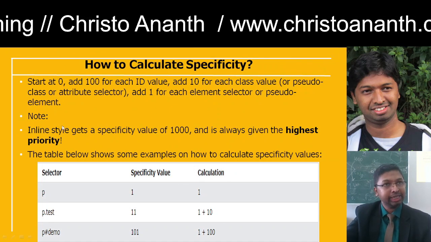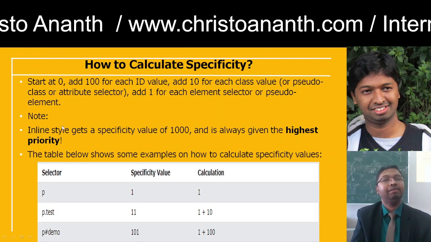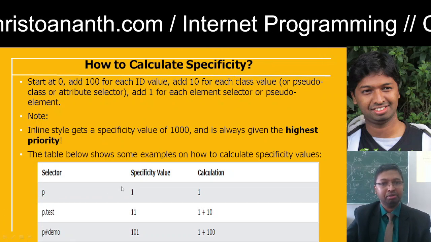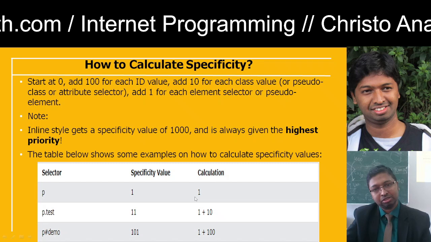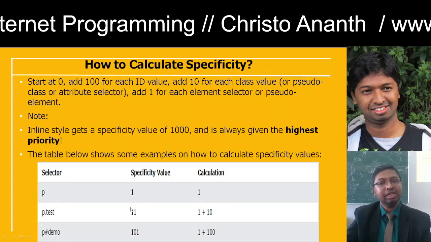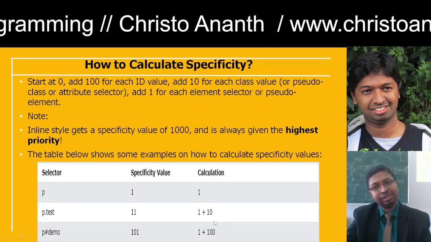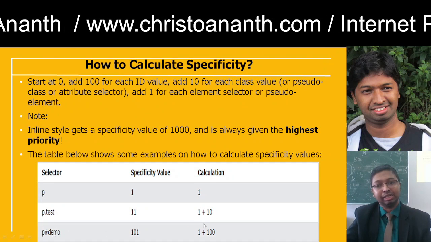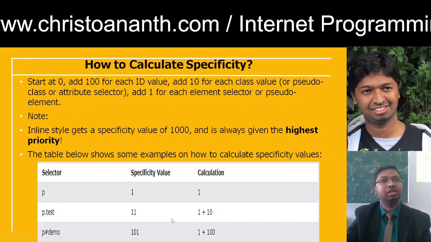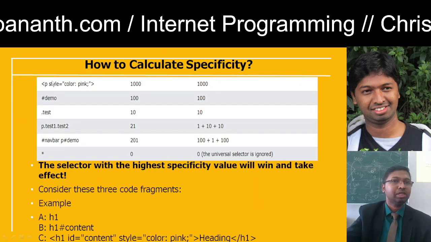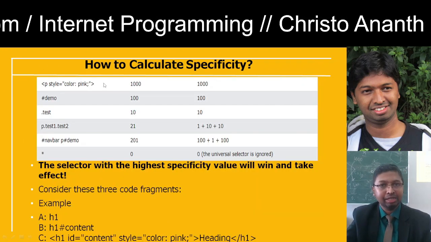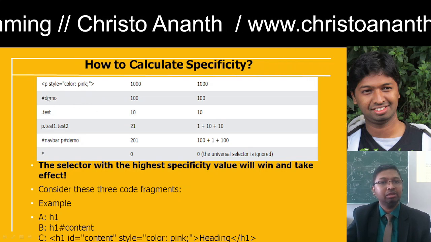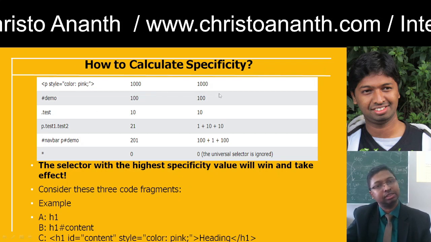As I told you earlier, inline style has the highest priority, with a value of 1000. So p has specificity value 1, calculation is also 1. p.test means it is 11, 1 plus 10, and similarly p#demo is 101, which is actually 1 plus 100. And then p style color pink is 1000, the same thing, and #demo is 100, the same thing.